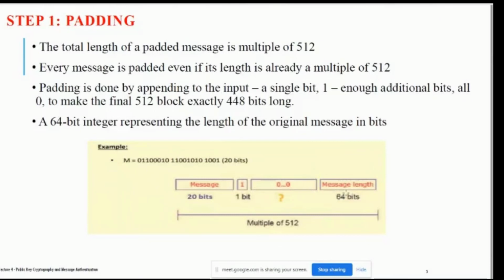Then in the last 64 bits I'm going to add something about this message, that means the 20 bits. So 20 bits is my original data. The 1 bit indicates that the padding starts. Then the last 64 bits describe how much original data is available, and we have to write that length in the last 64 bits. The remaining space we are going to fill completely with zeros.